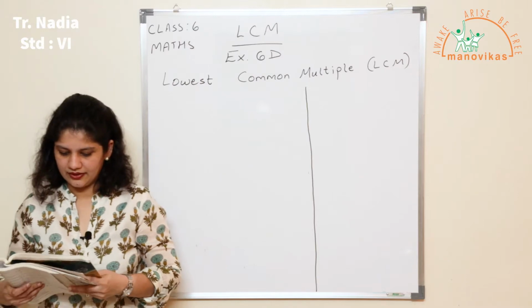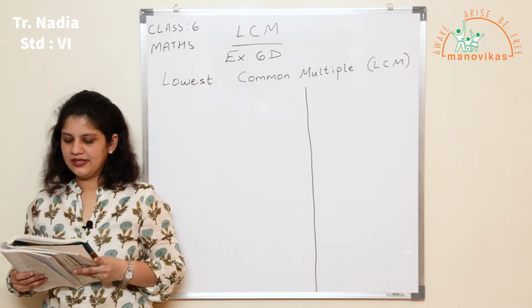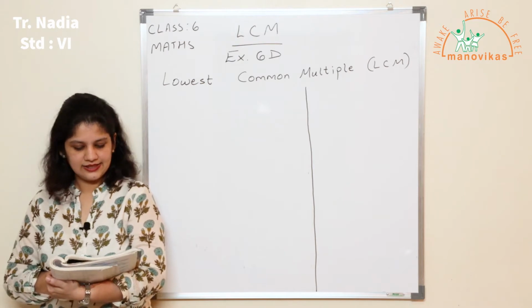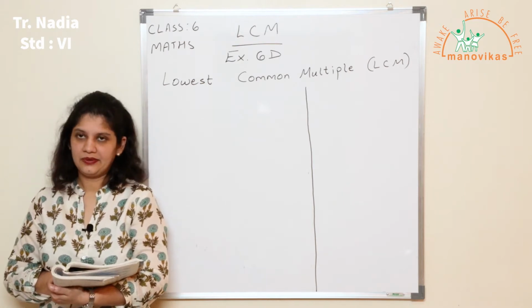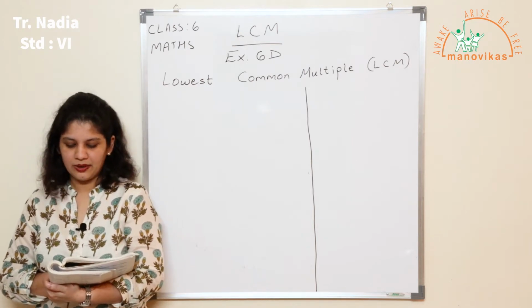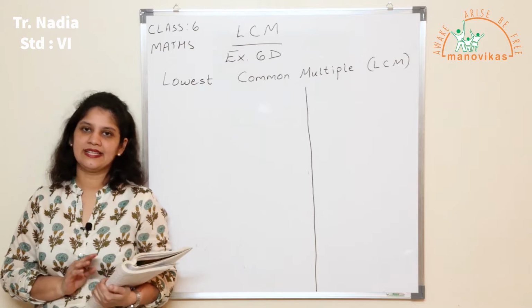Question number 7. Can there be two numbers having SCF 12 and LCM 64? Give reasons in support of your answer. Now in this question you are given a hint that the SCF of two numbers divides their LCM exactly.